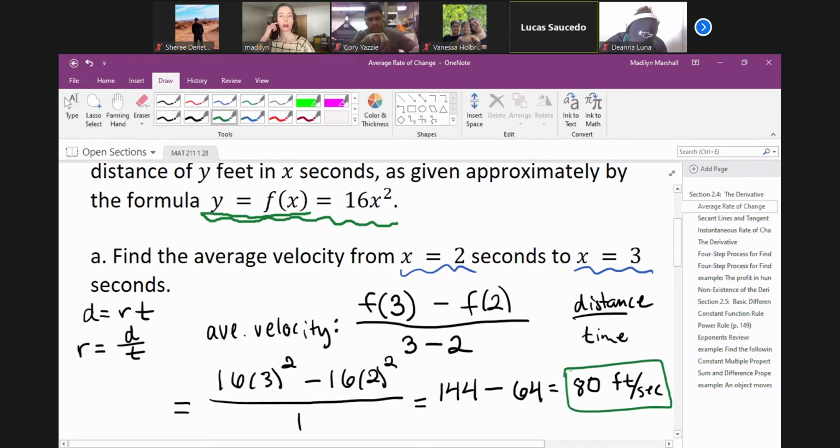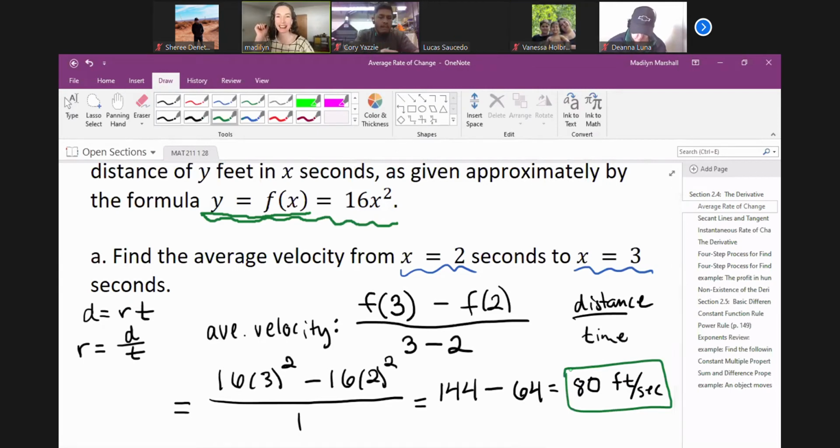And I'm guessing if we don't include the units, then it's wrong. Yes, we do need units here. So anytime we're doing any sort of word problem or application, units will be necessary, and we will be seeing more and more of those from now on.